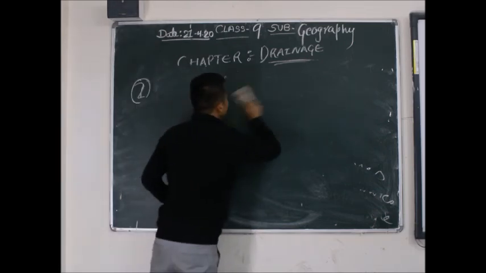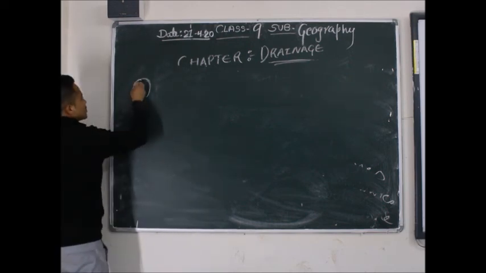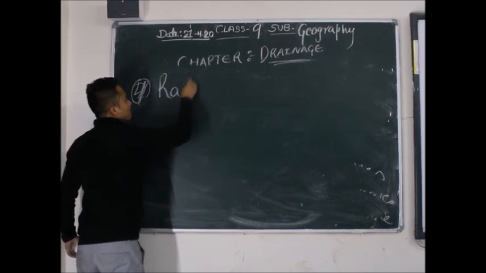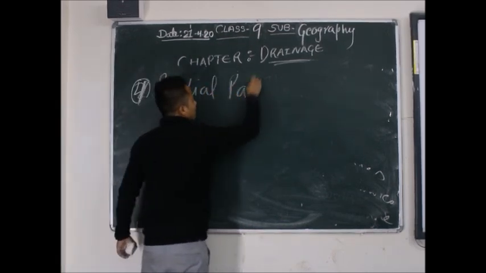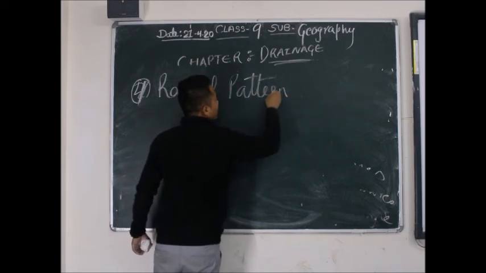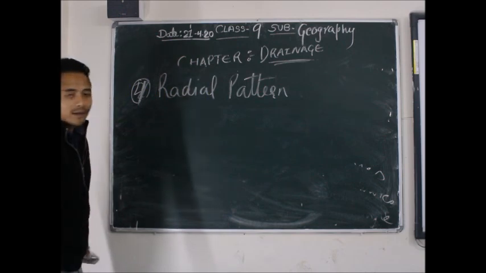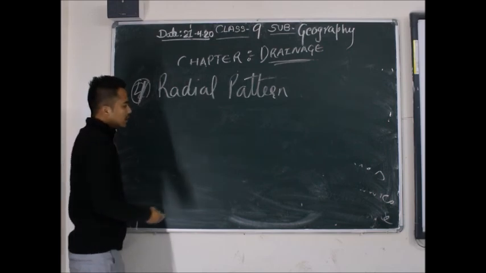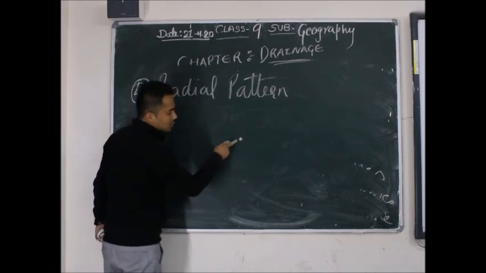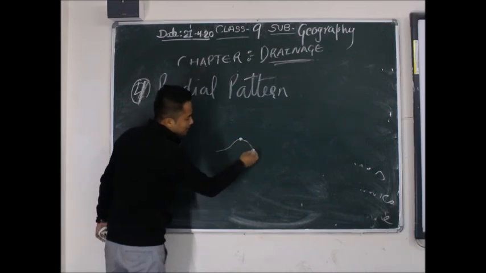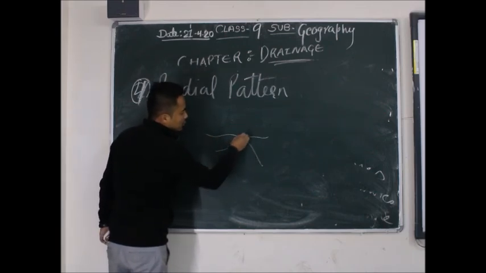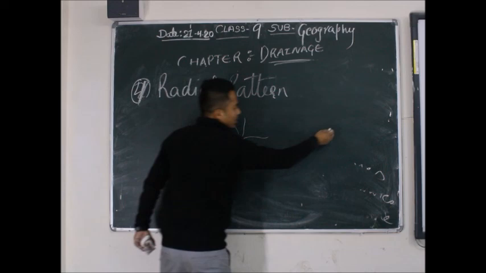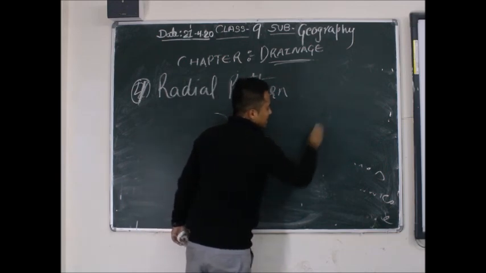Now let's come to another pattern, which is the last pattern, radial pattern. Radial pattern. In this pattern, usually the pattern occurs in a circular manner. Likewise, let's say this is the peak of the mountain. Okay, this is the peak of the mountain, and here are the mountains, right? And the river flows in this manner, in a circular manner. Wherever it lies, it flows. Okay. Let's say this is the mountain.